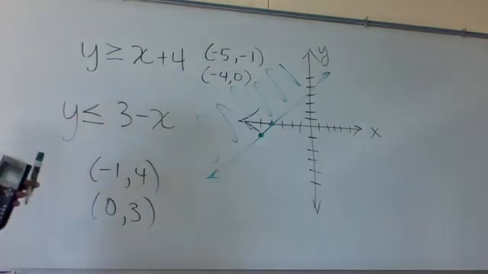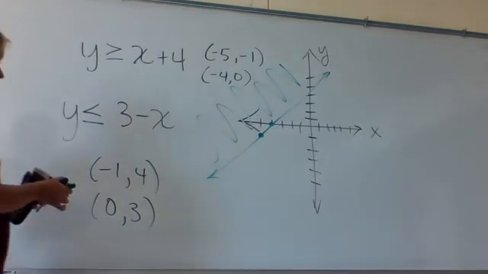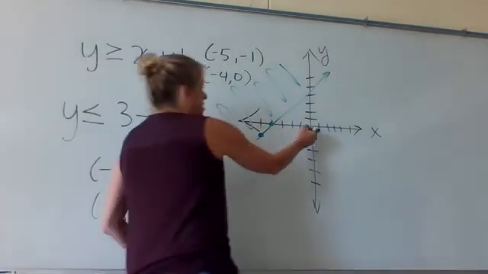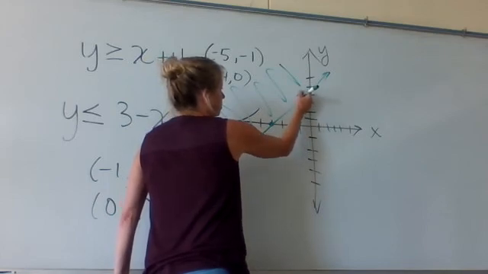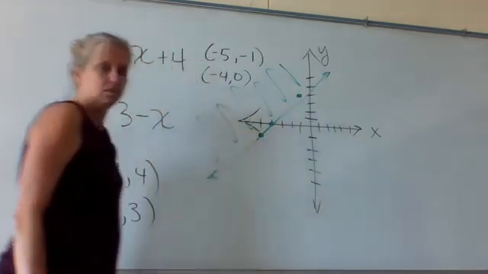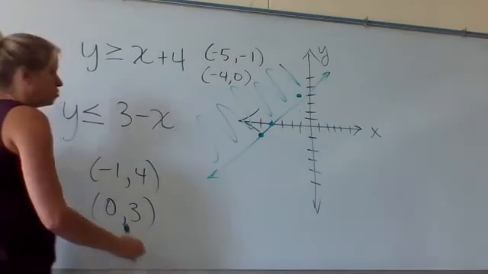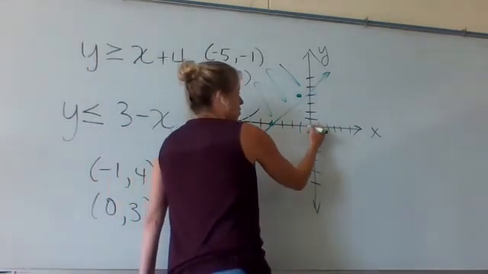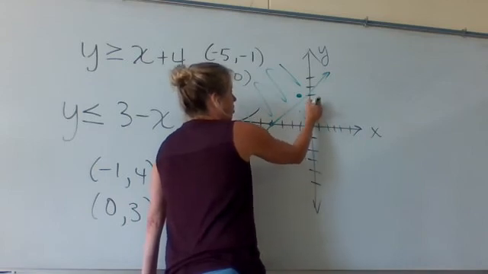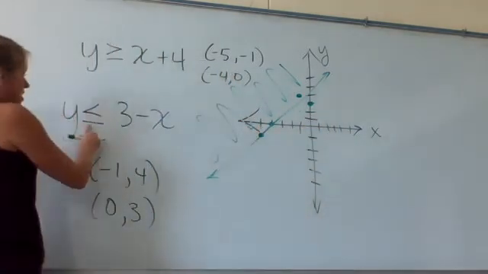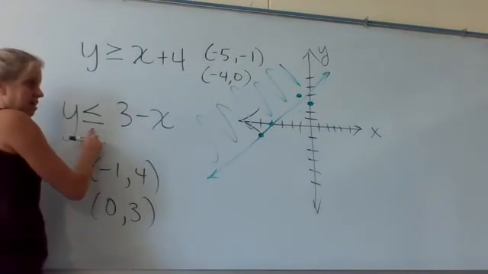So I'm going to plot those 2 points. (-1, 4) means to go to the left 1 and then up 1, 2, 3, 4. (0, 3). My x is 0, so I won't go left or right at all. My y is 3, so I'll go up 3. And again, it's a solid line because of the equal to bar.